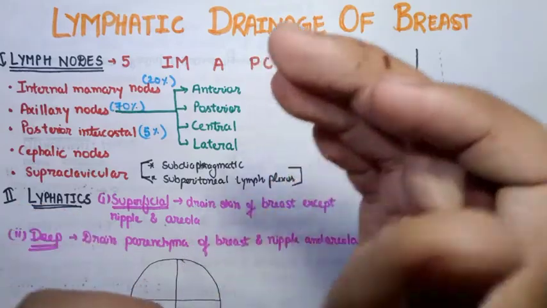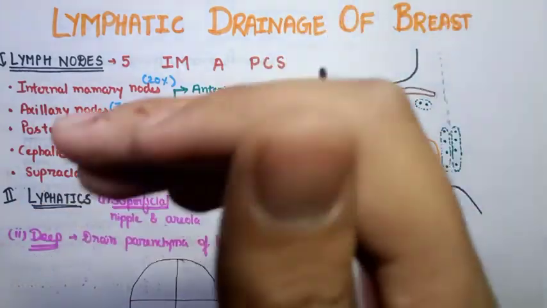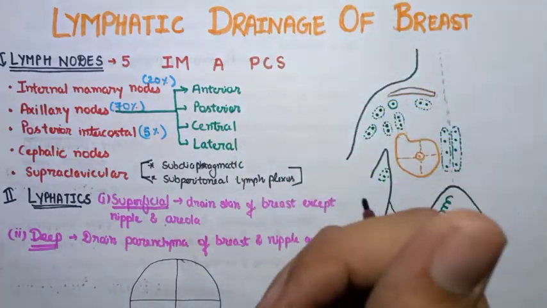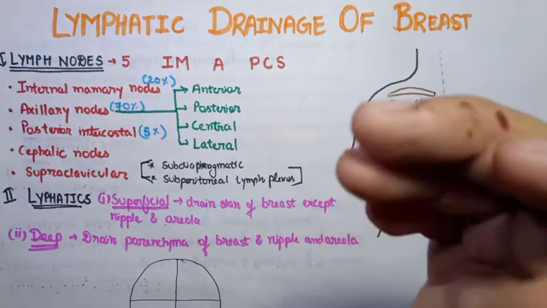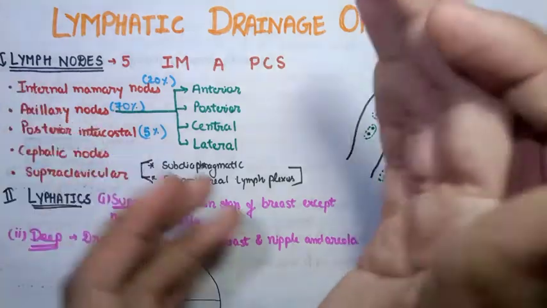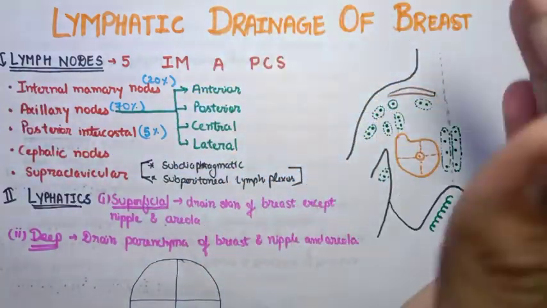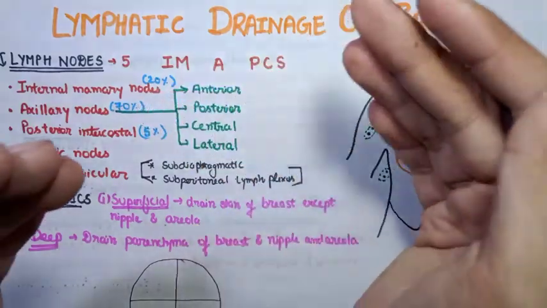So these are some of the lymph nodes that we have to study. Apart from this, we have some other lymph nodes, the subdiaphragmatic, present below the diaphragm, and the subperitoneal lymph plexus. So these are the total lymph nodes that are responsible for the drainage of the breast. The trick to remember is IMA PCS.